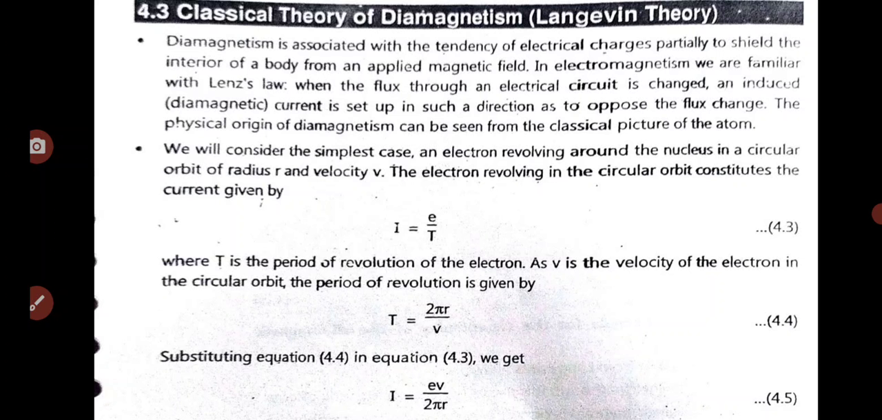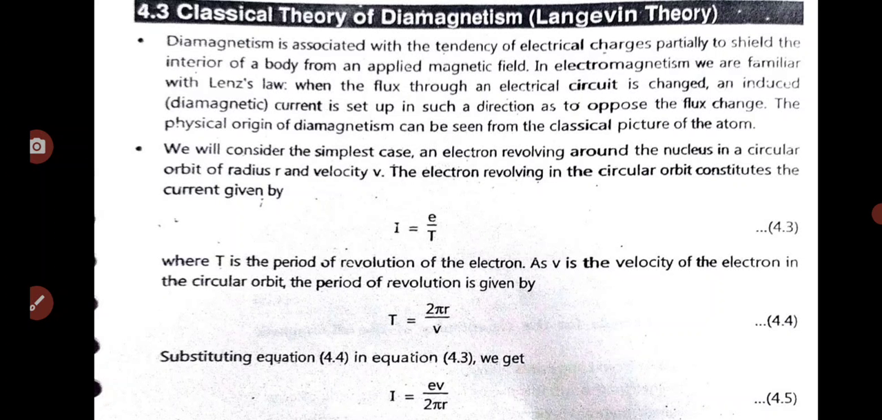Whatever change there is depends on time, which is the period of the revolution of the electron in the atom. If we consider a very simple case, an electron revolving around the nucleus in a circular orbit, because in diamagnetism we have to consider the electron moving in a circular orbit, with radius r and electron velocity v.